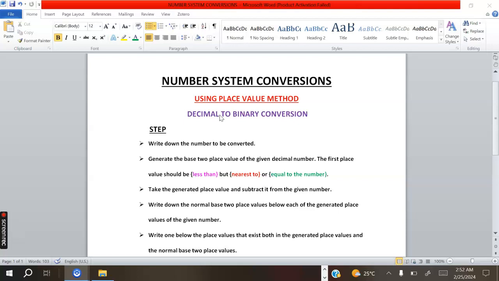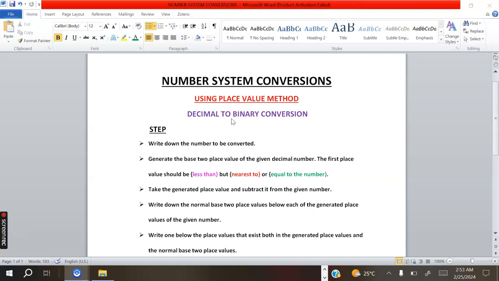Decimals are numbers that use 10 different digits as the number system, that is from 0 all the way to 9. So we have 0, 1, 2, 3, 4, 5, 6, 7, 8, and lastly the 9. While for the binary, the other number system, this is a 2-digit system and it uses 2 digits, that is 0 and 1.